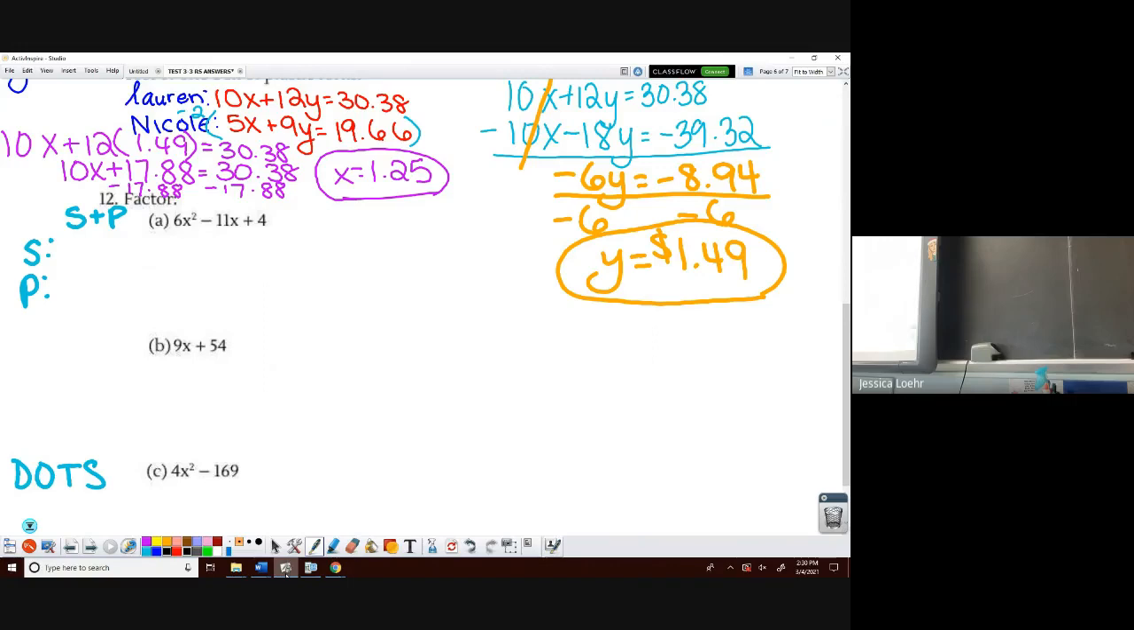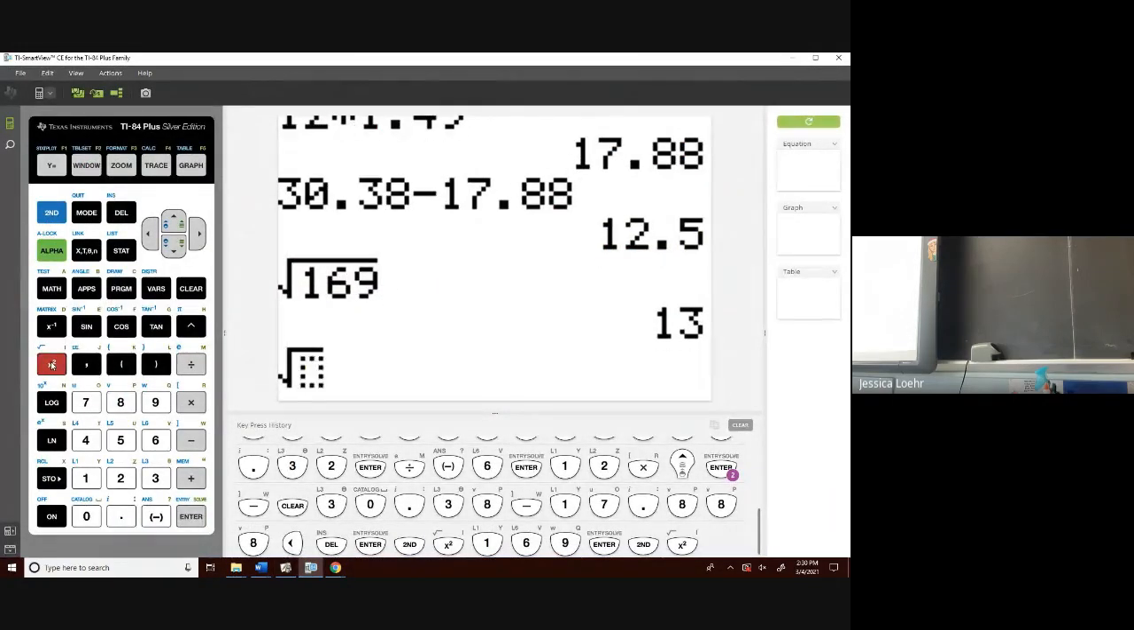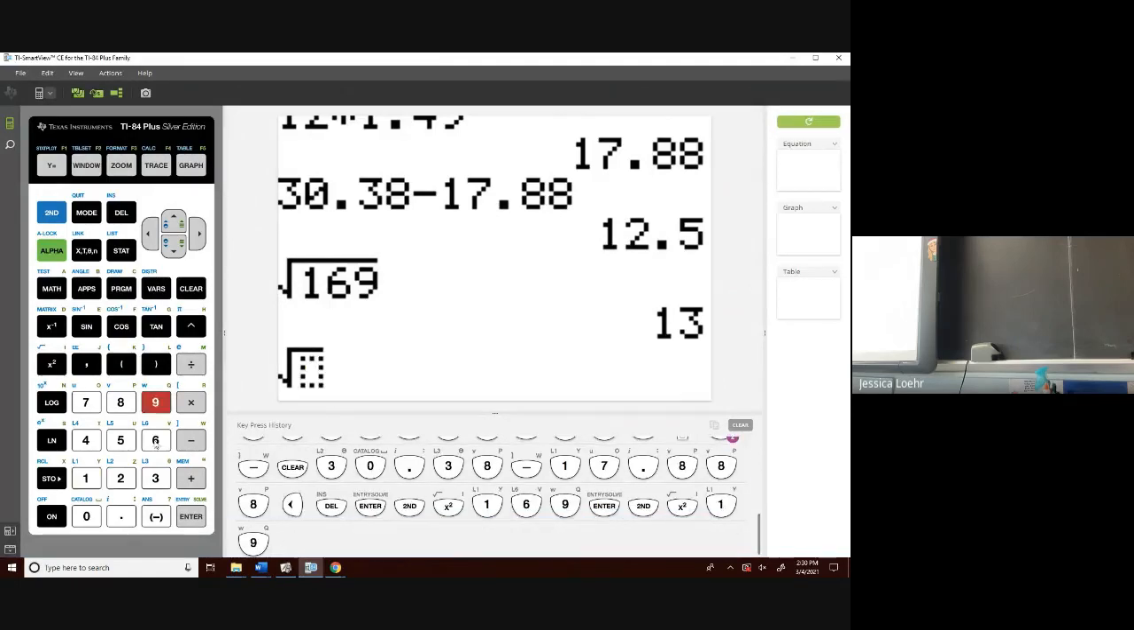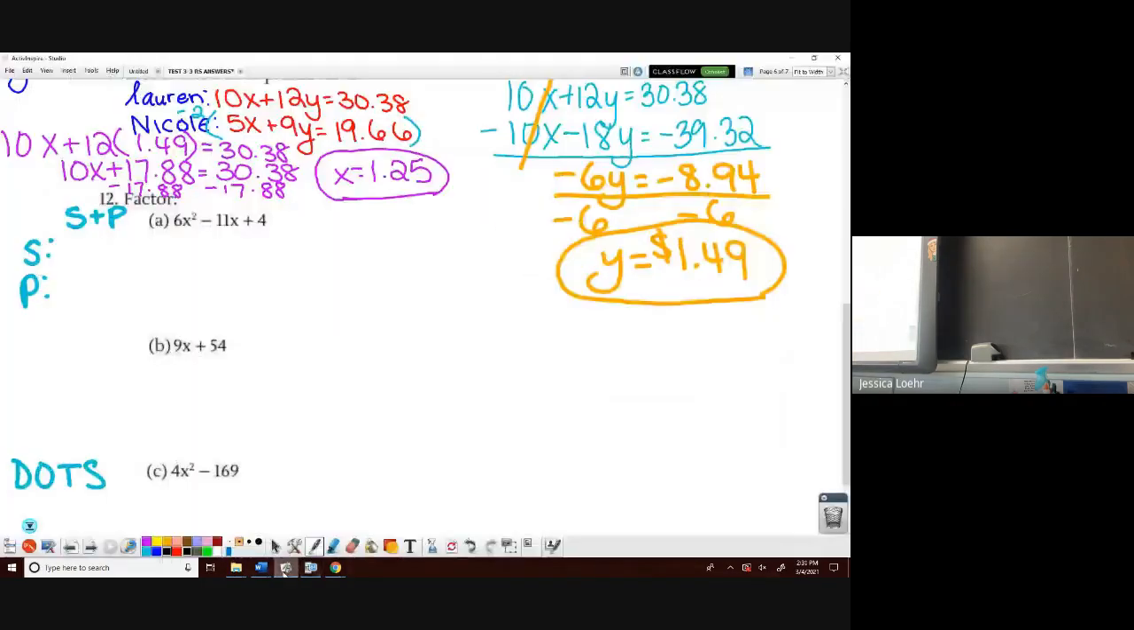So just check if it's a perfect square in your calculator. If it's another one you might not know, second X squared, 196 is also a perfect square. Check it in your calculator. If you get a nice number that's not a decimal, it's a perfect square. Okay, dots, sum and product, and this one's GCF.